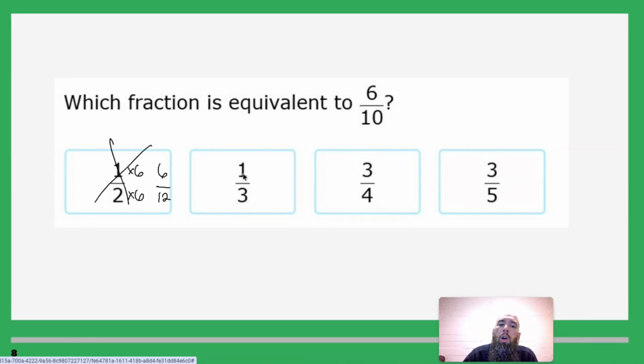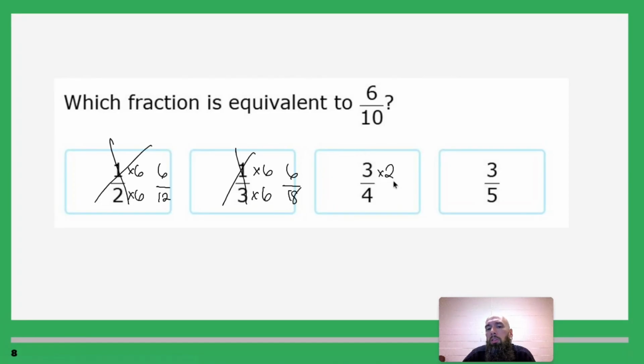Let's do it again. 1 times what is 6? 1 times 6 is 6, so we multiply both of them by 6. 6 over 18 is not 6 over 10. You're not the correct answer. 3 times what is 6? 3 times 2 is 6. So I have to multiply the numerator and the denominator by 2. 3 times 2 is 6. 4 times 2 is 8. 6 over 8 is not 6 over 10. So it's got to be this one.